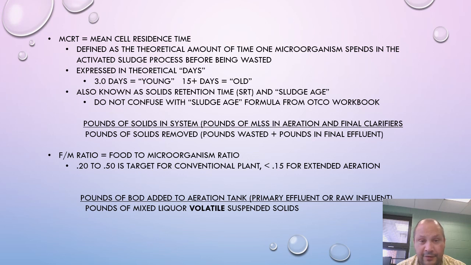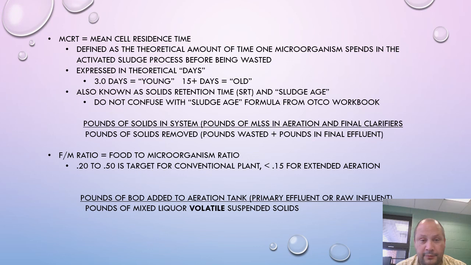And it is derived by taking the pounds of activated sludge available for treatment, so the mixed liquor suspended solids in the aeration tanks, as well as in the final clarifiers, and dividing that number by the pounds of solids that are removed daily from the process. So this would be pounds of suspended solids removed through wasting activated sludge, as well as the pounds of suspended solids removed from the system in your final effluent. So basically, pounds available for treatment divided by pounds removed is going to give you a number that we refer to as days, theoretical days, for your mean cell residence time.